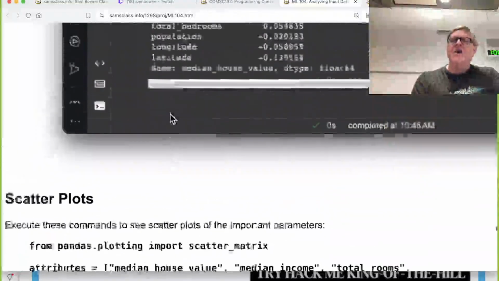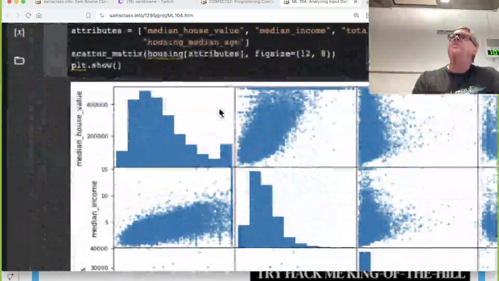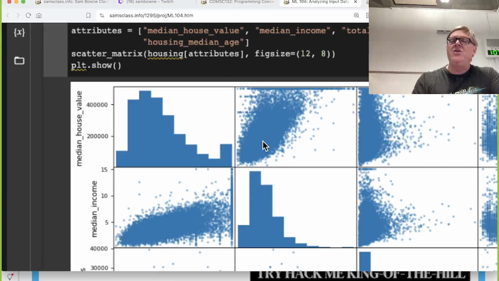But the correlations are where you really get to the meat of this. Correlations are where you're trying to predict housing value, and this will tell you which parameter is useful.